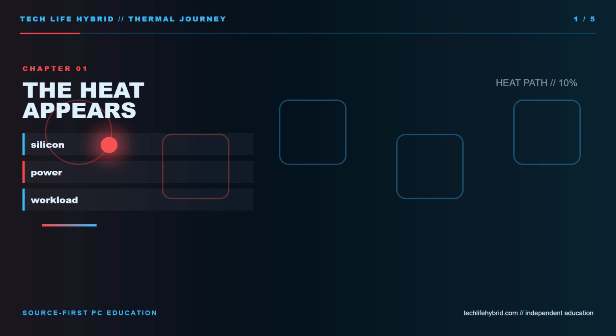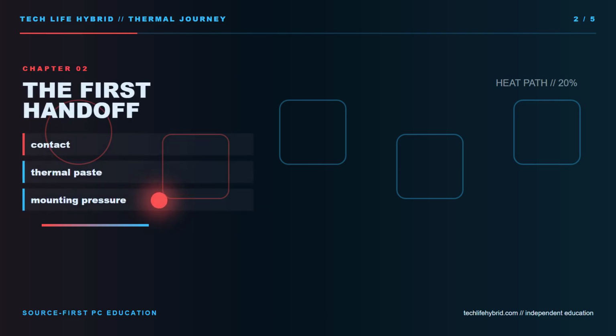The first handoff is microscopic. Heat must travel from the chip package into a cooler cold plate. The two surfaces may look smooth, but tiny gaps remain. Thermal paste fills those gaps. Paste is not magic and more is not automatically better. Contact, suitable mounting pressure, correct hardware, and a reasonable application all influence this thermal interface. If a newly installed cooler behaves badly, verify the mount before buying another product.